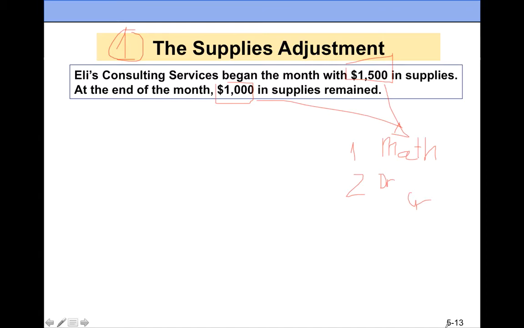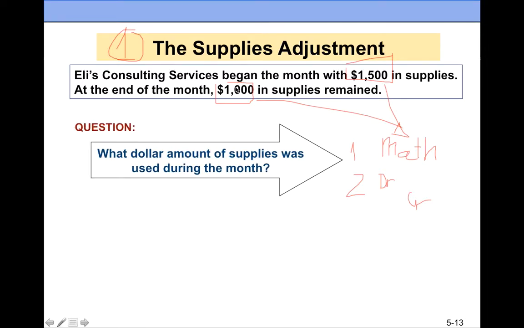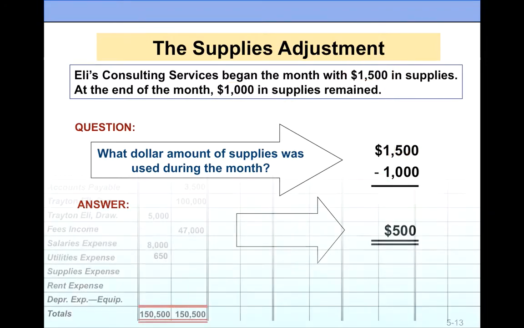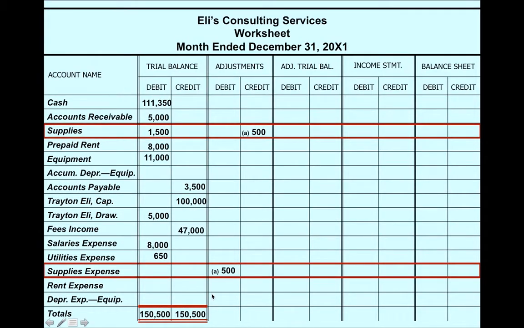So first step, worry about the math. And sometimes the math is done already for you. Sometimes you have to figure it out. And as you can see, the math is quite easy. So 1,500 minus 1,000 of supplies which are still on hand gives me $500. The dollar amount of supplies used during the month is $500. What do I do with $500? I put it as a debit into supplies expense, because it's now gone, used up, and I put it as a credit in the supplies.